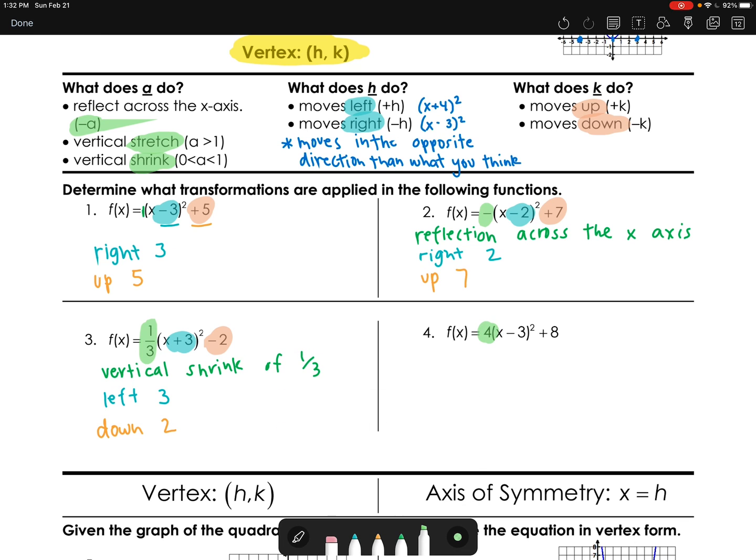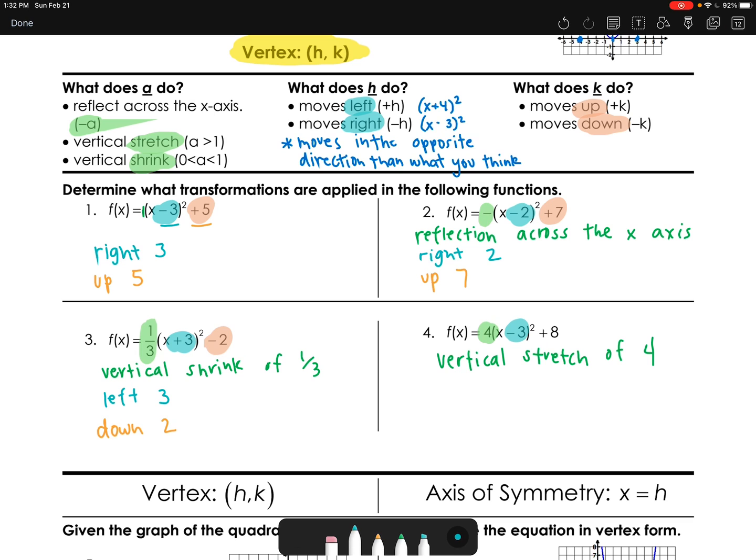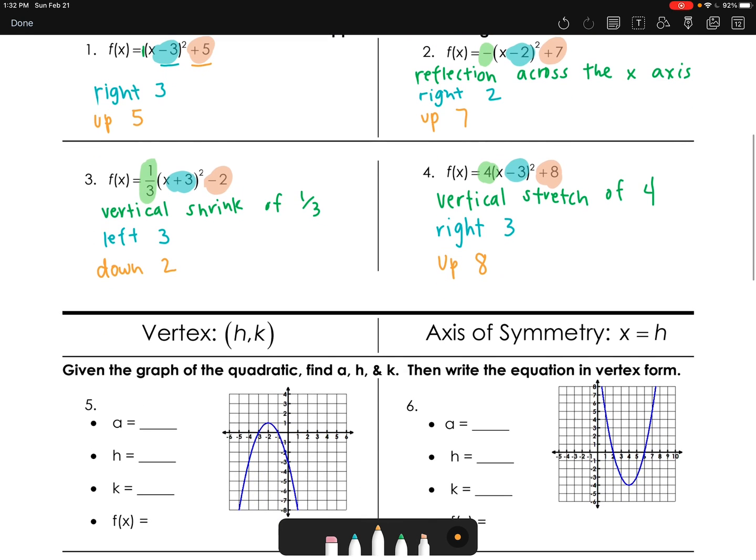The transformations here on this one, this number is bigger than 1, and so that tells me that we have a vertical stretch of 4. This -3 tells me I'm moving to the right 3. And this +8 tells me we are moving up 8. Okay, so that's how you determine the transformations, just by looking at an equation here.